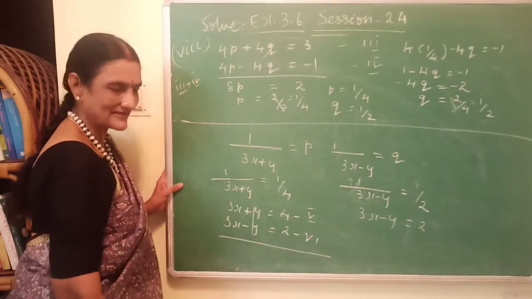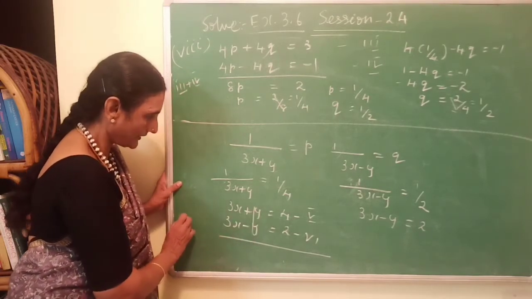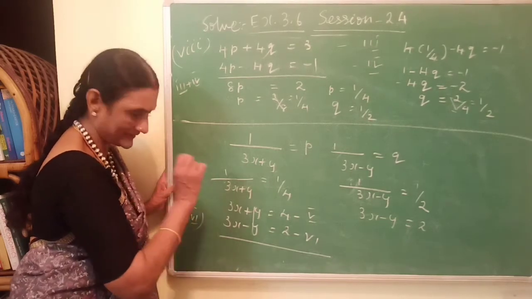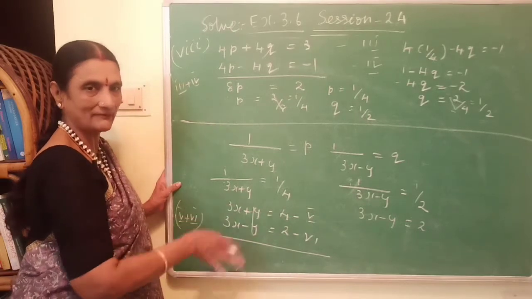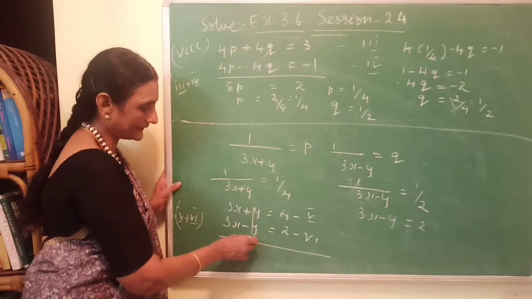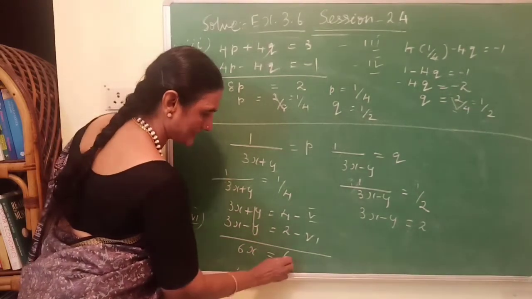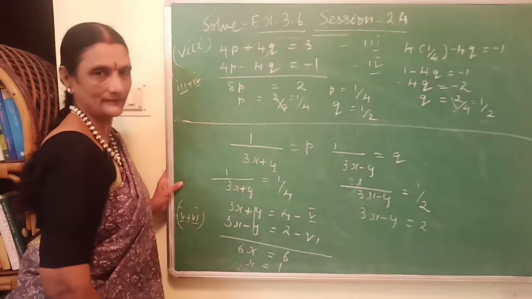Both will get cancelled. So, you will get simply by adding, I am writing here the clue. This is very important. This you have to write. Whether we are adding or subtracting, you have to mention. So this and this will get cancelled. You will get 6x is equal to 6. Therefore, x is equal to 1 is the solution.